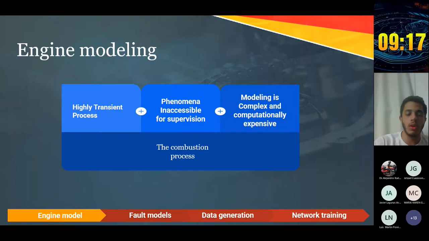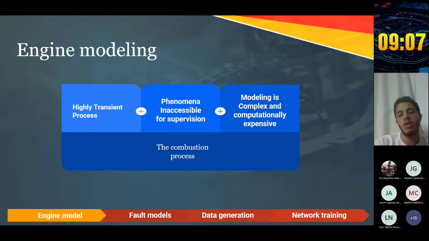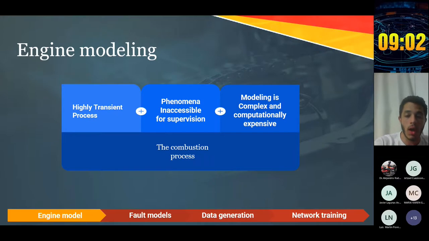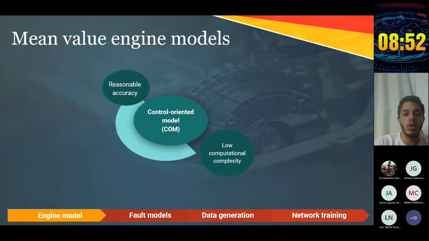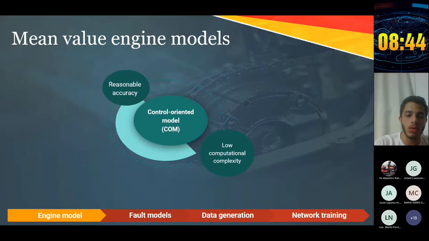First part is the engine modeling. Due to the high complexity of the combustion process and the rapidly changing parameters, the phenomena that occur within the engine cycles are inaccessible for supervision, and modeling these processes is complex and computationally expensive. That's why most of the literature relies on what we call control-oriented models. These models offer a reasonable accuracy with low computational complexity.